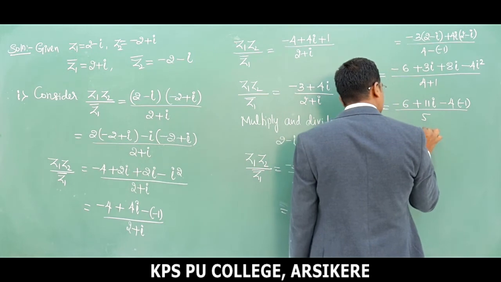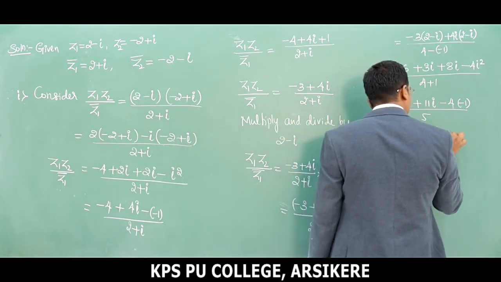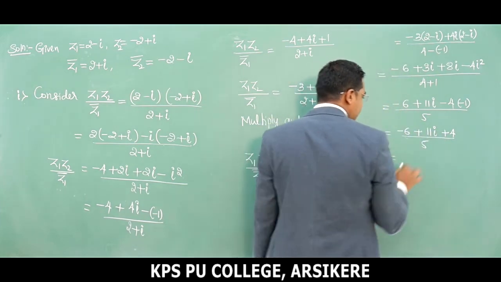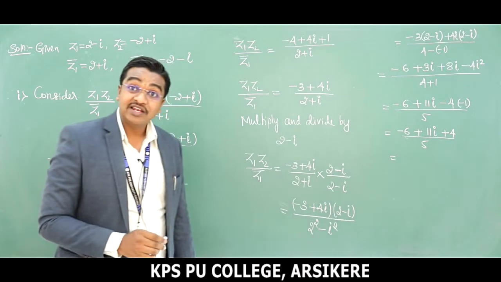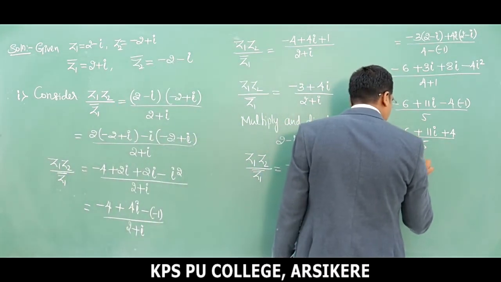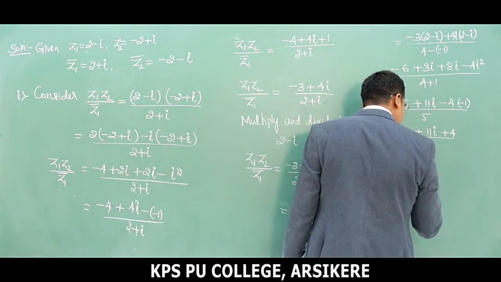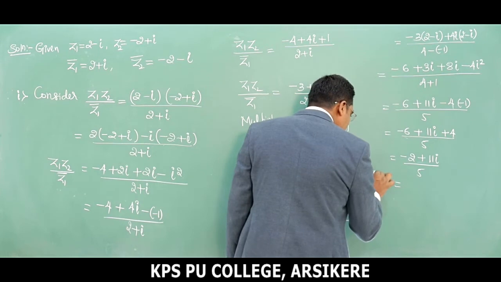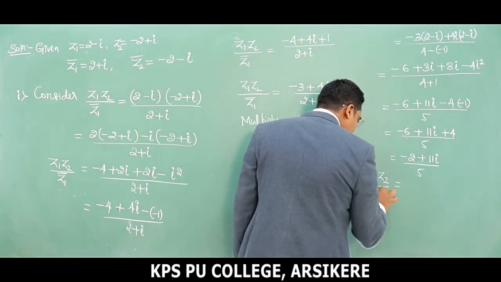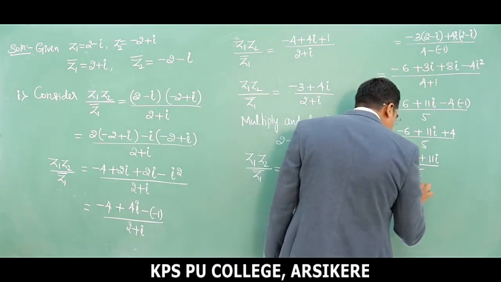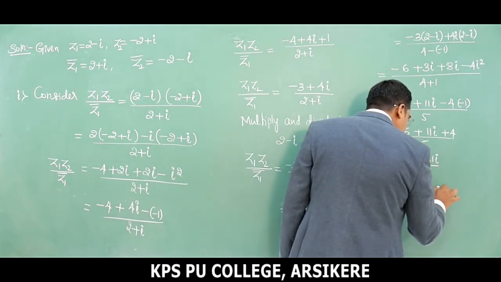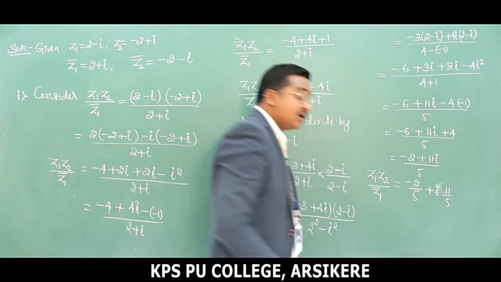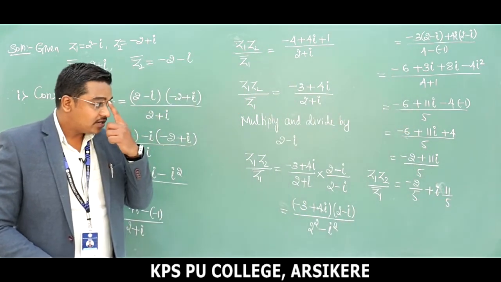Next is minus 6 plus 11 into i, minus into minus becomes plus, divided by 5. This implies minus 6 plus 4 is minus 2. Minus 2 plus 11i divided by 5. Now separate real and imaginary part. This is the expression of Z1 Z2 divided by Z1 bar, which is equal to minus 2 divided by 5 plus i times 11 divided by 5.